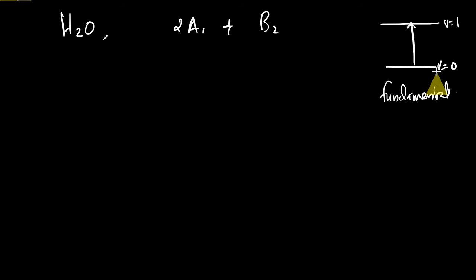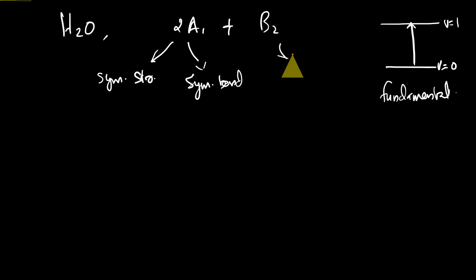Now we need to know the symmetries corresponding to each vibrational state of a normal mode. These are the symmetry species of normal modes of vibration. What are the normal modes of vibrations? The symmetric stretching, then symmetric bending, and then anti-symmetric stretching. Okay, these are the normal modes of vibrations. We know the symmetry corresponding to these normal modes of vibrations.